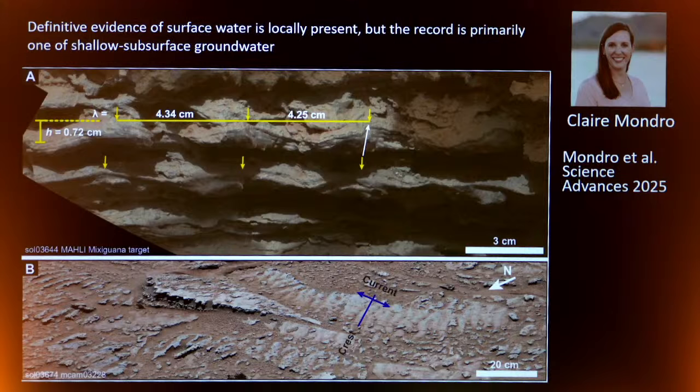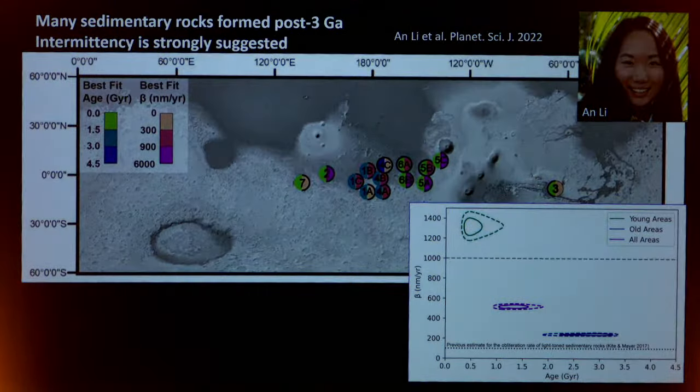More than 40 weight percent iron oxide, 2 weight percent zinc, 1 weight percent manganese oxide. But this is the exception that proves the rule. Most of the stratigraphy through which MSL has been climbing is consistent with shallow subsurface groundwater as opposed to surface water. And many sedimentary rocks formed less than 3 billion years ago. And intermittency is strongly suggested because we think that the accumulation rate of the sedimentary rocks was sufficiently high that if they'd been deposited continuously over billions of years, they'd be tens of kilometers tall instead of only a few kilometers as we see.